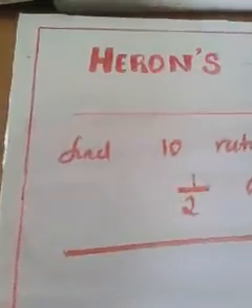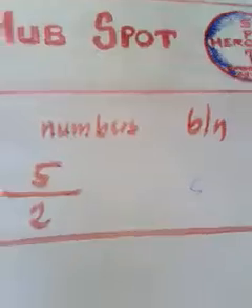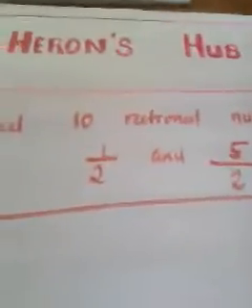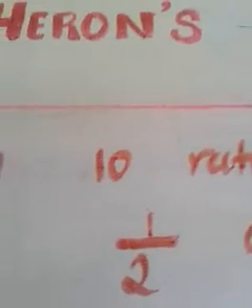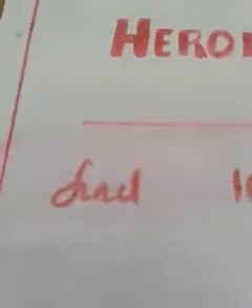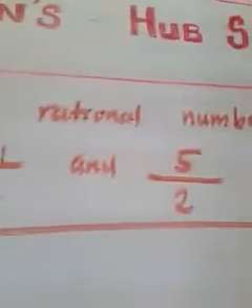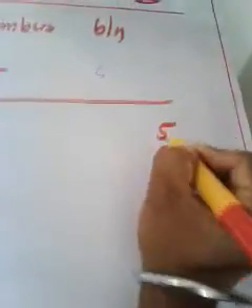Now consider this question. Find 10 rational numbers between 1 by 2 and 5 by 2. The previous question was just to find 2 rational numbers, and here the question is to find 10. It's a very important session. Please give seriousness. That means you have to find any 10 rational numbers between 1 by 2 and 5 by 2.